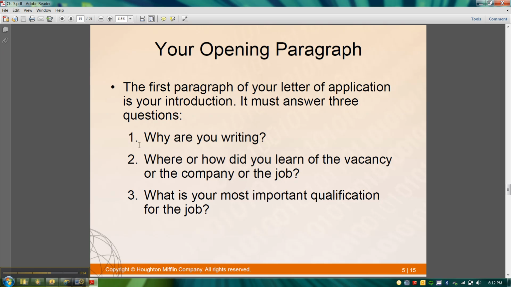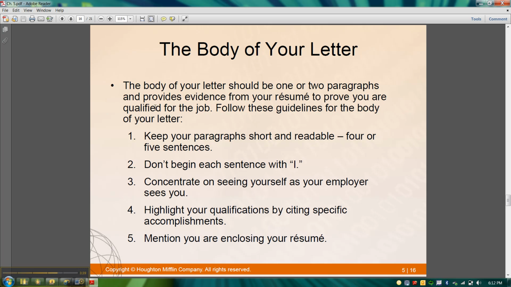Your opening paragraph needs to do these things. Tell why you're writing. Why you're writing is because you're applying for a job. Don't forget to list the specific position that you're applying for. How did you learn about this position? If you heard about it on the internet, say that. If you heard about it from another person, say that. Or if there's another way that you found out about it, maybe through the newspaper, say which newspaper and when you read about it. And then number 3, what's your most important qualification? List the one thing that's going to make you stand out from everyone else.